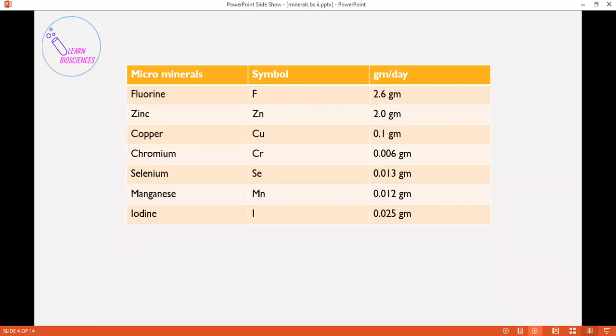Here we have microminerals. In microminerals, we have iron, zinc, copper, chromium, selenium, manganese, and iodine. Iodine is required for the proper functioning of the thyroid gland. Manganese is required for some enzymes for their proper working. Selenium, you can get from fishes, and it is also required for your muscles and for your head hair as well. Zinc is required for DNA enzymes, and fluorine is a part of your tooth enamel.